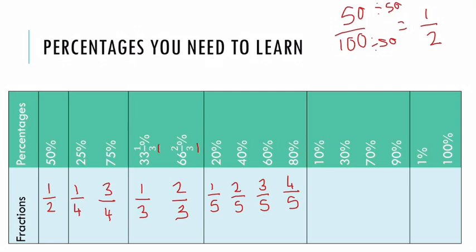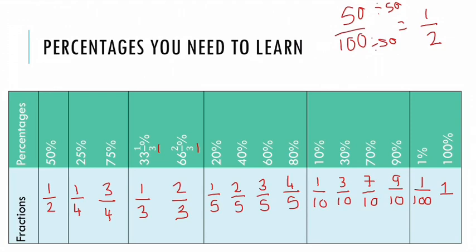If we put 10 over 100, that simplifies to 1 over 10. 30% is 3 times 10, so that is 3 over 10. 70% is 7 times 10, so that is 7 over 10. And 90% is 9 times 10, so that is 9 over 10. 1 over 100 does not simplify, and 100 over 100 will give you 1 whole, so 100% is 1 whole.